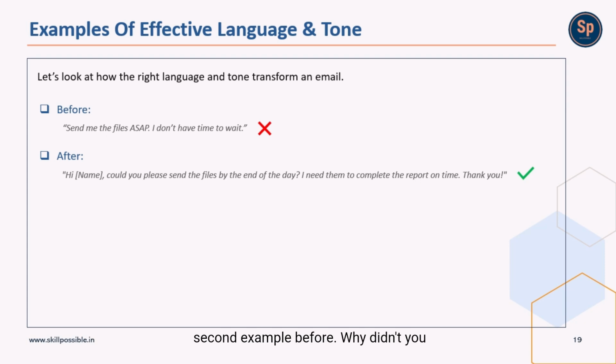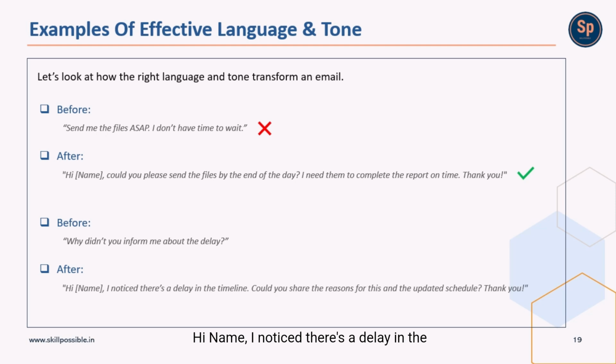Now let's look at the second example. Before: "Why didn't you inform me about the delay?" Again, this might come across as confrontational or accusatory, even if that's not your intention. Let's rephrase it in a more thoughtful and collaborative way. After: "Hi, name, I noticed there's a delay in the timeline. Could you share the reasons for this and the updated schedule? Thank you." This version addresses the issue directly but respectfully. It opens the door for dialogue rather than blame.